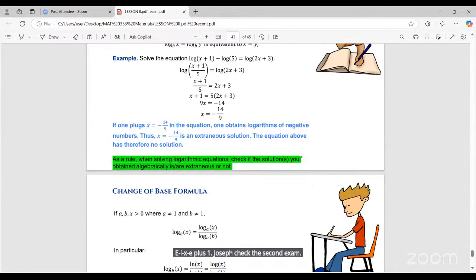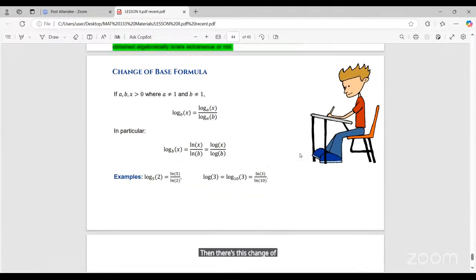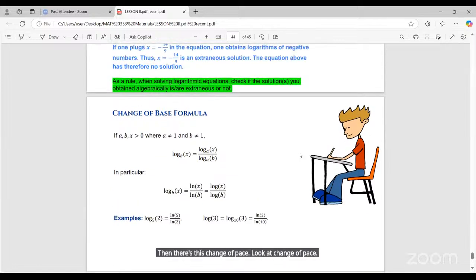Then the next is change of base. We look at change of base and the example there.